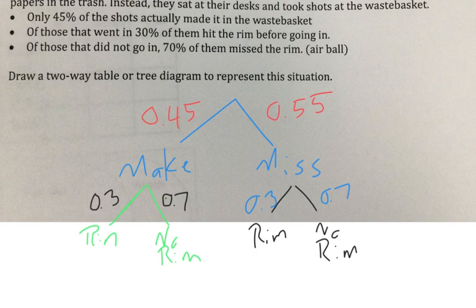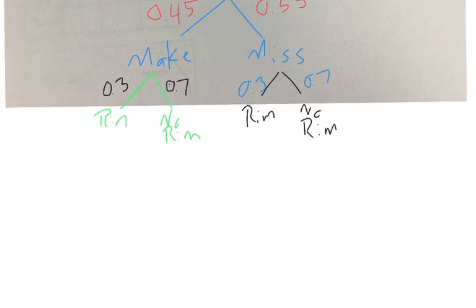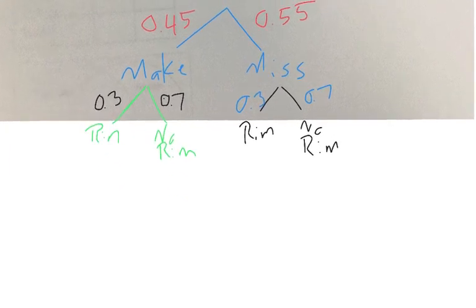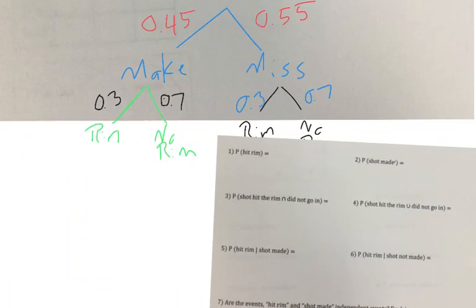Okay, well, I got the diagram. I did a lot better than I did last time you did this paper. I made progress. That's good. That's what we're looking for. Progress. All right? Hit rim. 70%.